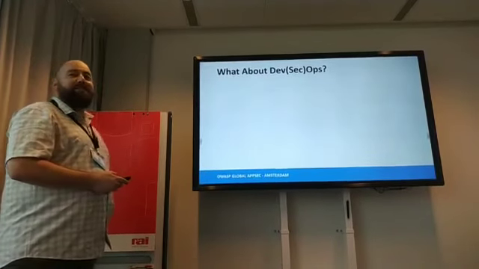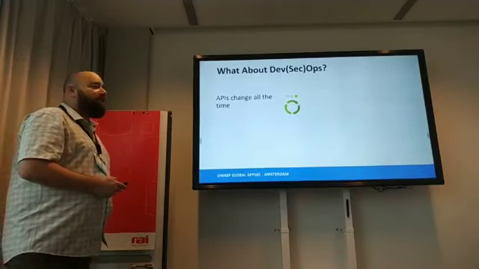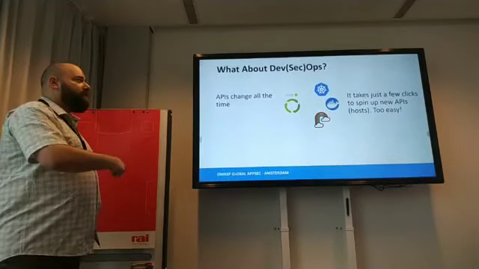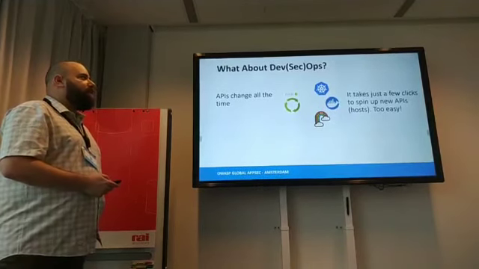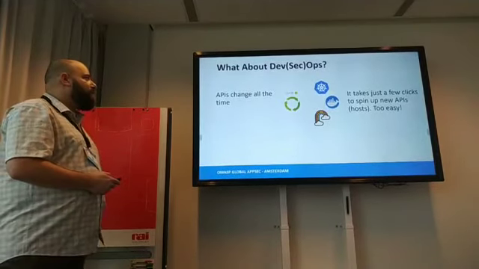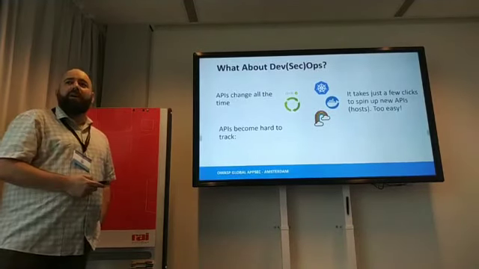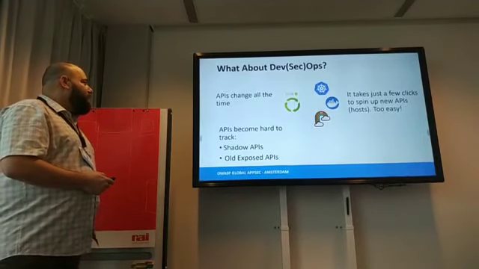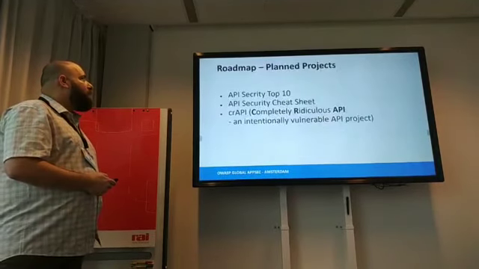Okay, DevOps also see the issues here, they see the problems. You look at CI/CD, APIs change all the time. When you look at Kubernetes and different Dockers and everything cloud, it takes just a few clicks to spin up new APIs. It's really too easy. Sometimes it's way too easy for our own good. What it means is that APIs became hard to track, and if something is hard to track, we don't track it. I think we all know that. It causes shadow APIs, it causes old exposed APIs, and we see it all the time out there.